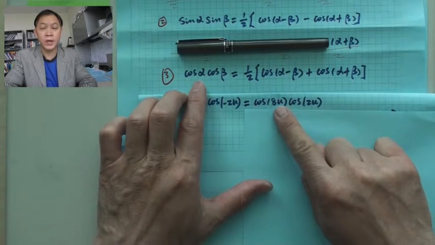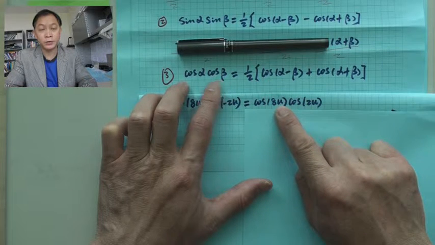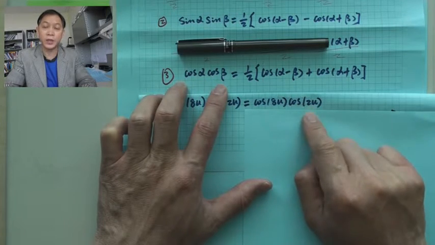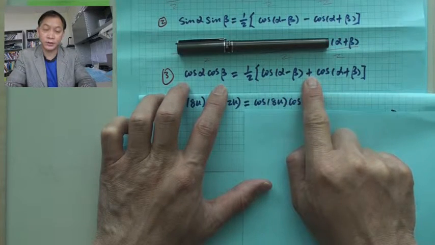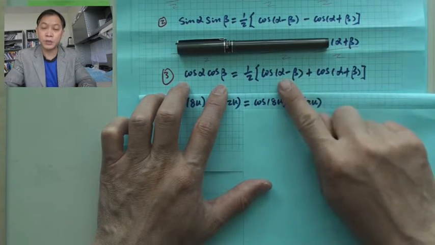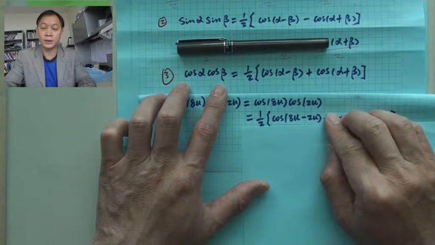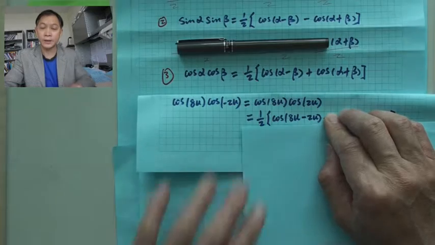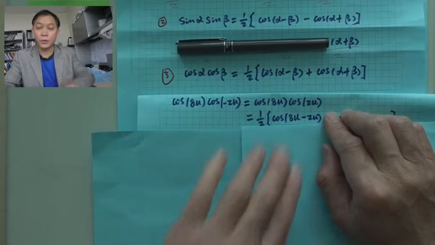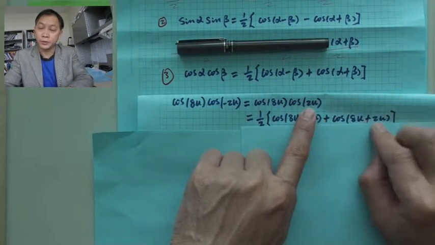Now you have a cosine alpha, which is 8u for alpha, 2u for beta. For cosine, you should have a cosine plus. Okay, 1/2 in front of it. First one is subtraction, so 8u minus 2u. That's the one down here. Okay. And then the second one is plus. So you have 8u plus 2u.